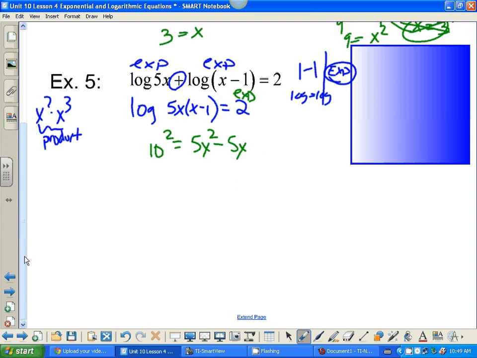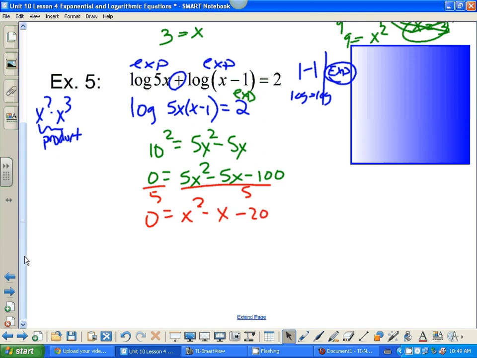Okay. So I have 0 is equal to 5x squared minus 5x minus 100. I'm going to divide everything by 5 because that's going to make my numbers lower. x squared minus x minus 20. I'm going to use factoring to solve. So I'm going to have (x minus 5)(x plus 4), and I get the solutions x is equal to 5 and x is equal to negative 4.